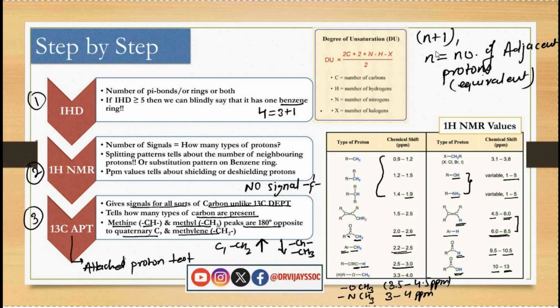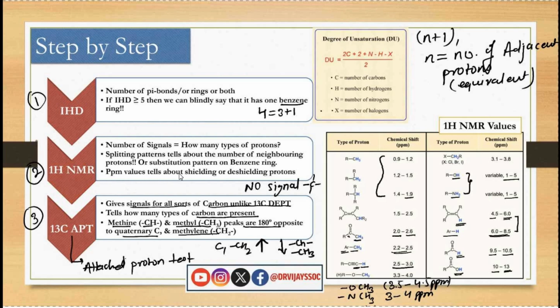Here is the splitting pattern formula, n plus 1, where n is the number of adjacent protons which are equivalent. For determining the substitution pattern on the benzene ring, we should also know the J coupling value. We will learn that when we have those kinds of problems. Here we are just focusing on aliphatic types of compounds so far.